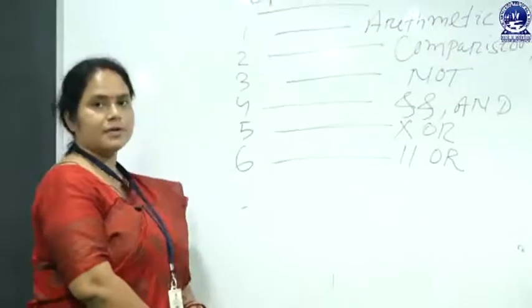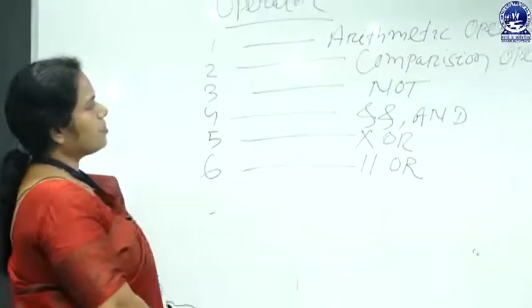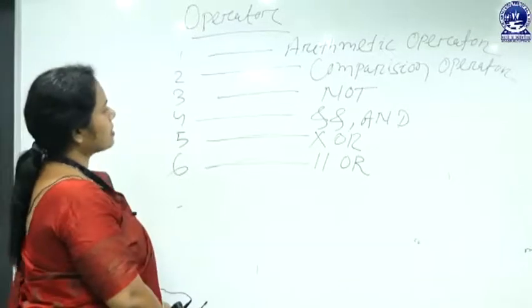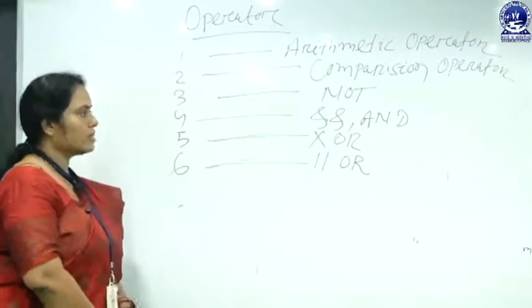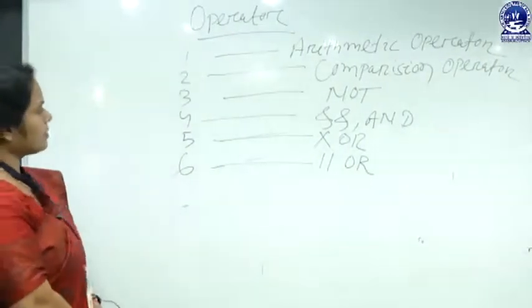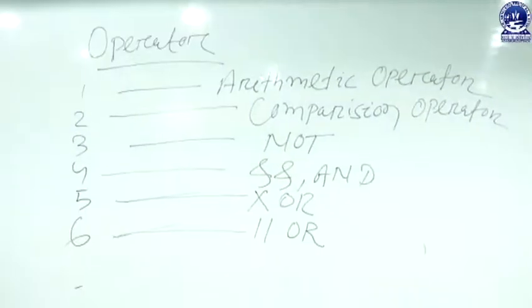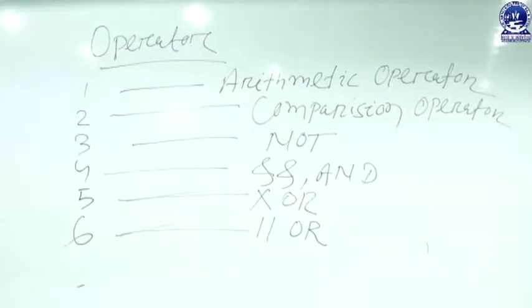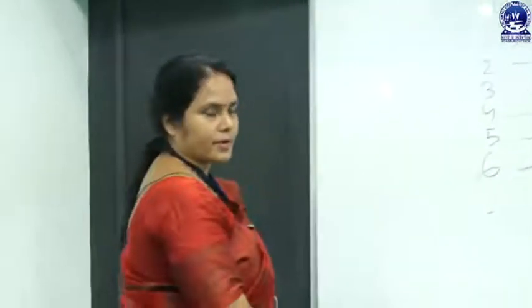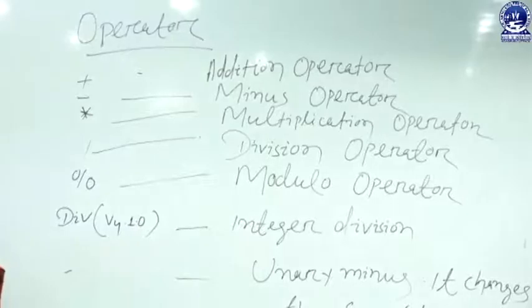First one is the arithmetic operator, the second one is the comparison operator, the third one is the NOT operator, the fourth one is the AND operator, the fifth one is XOR, and the sixth one is the OR operator. Let us first discuss the arithmetic operator. Next, unary minus.